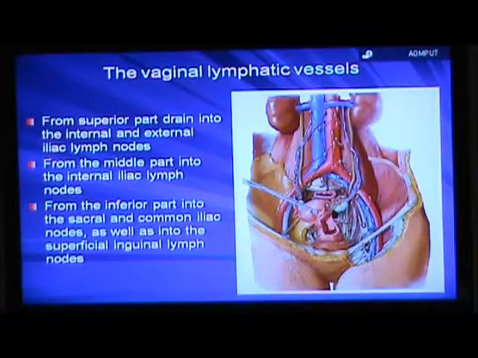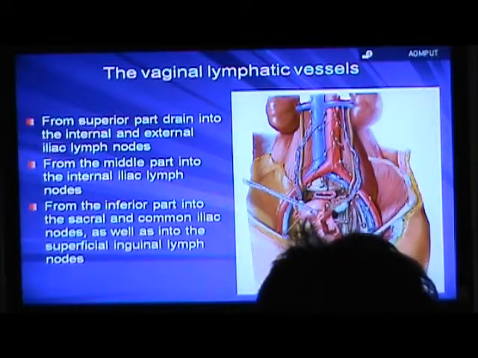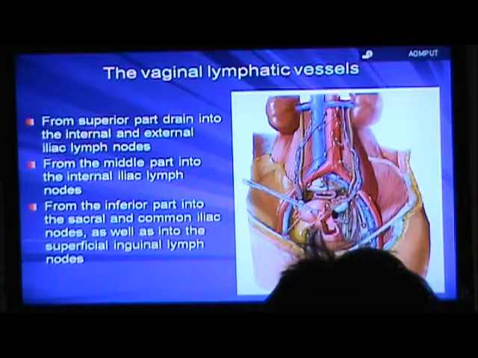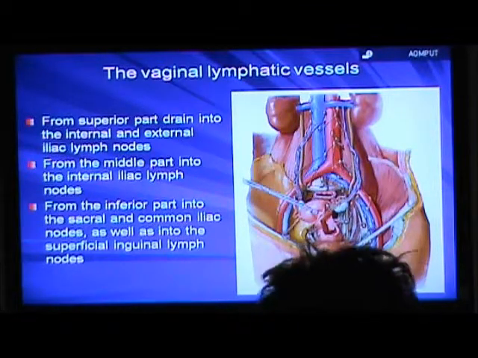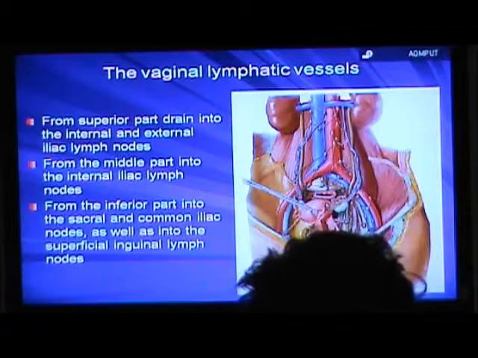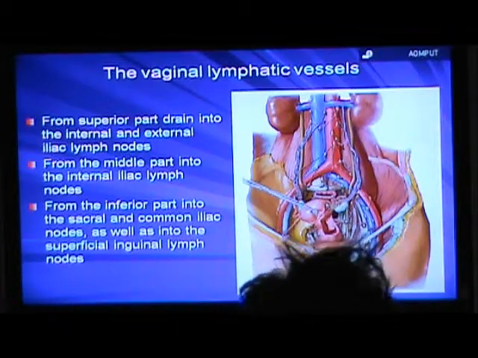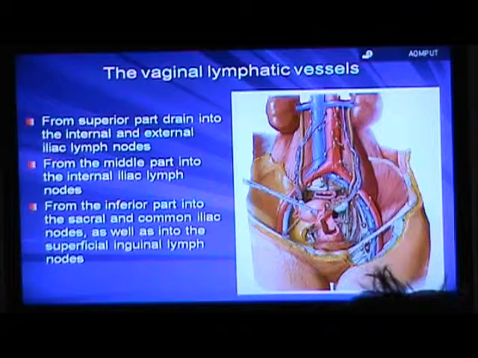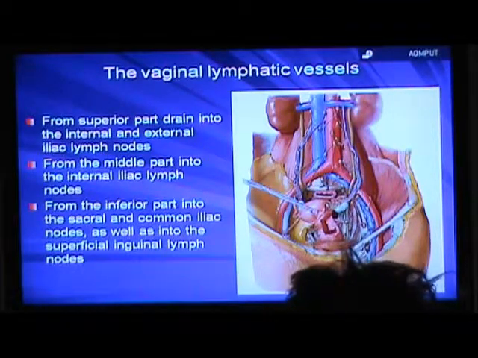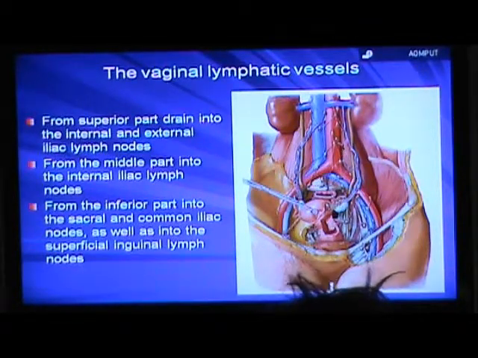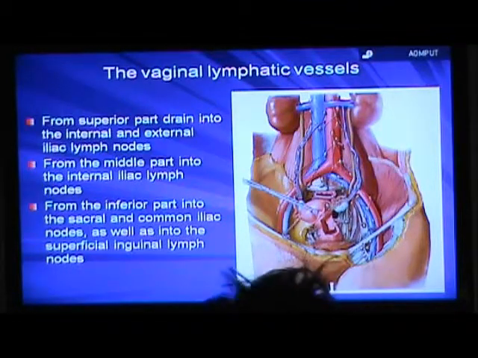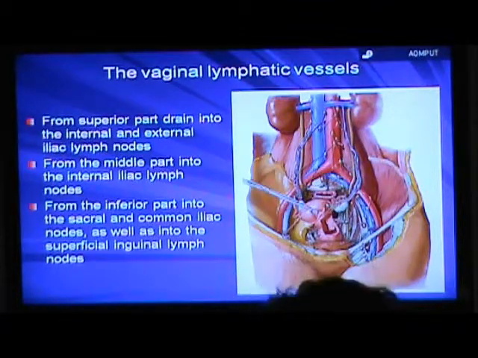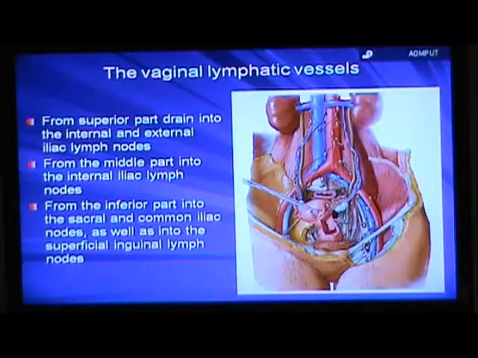From the superior part of the vagina, the lymph is drained into the internal and external iliac lymph nodes. From the middle part, into the internal iliac lymph nodes. And from the inferior part, into the sacral lymph nodes and common iliac lymph nodes, as well as into the superficial inguinal lymph nodes, which could be enlarged, remember, also where the fundus of the uterus is affected.